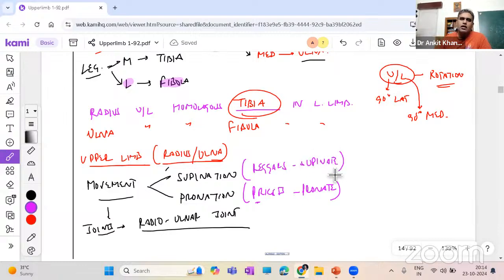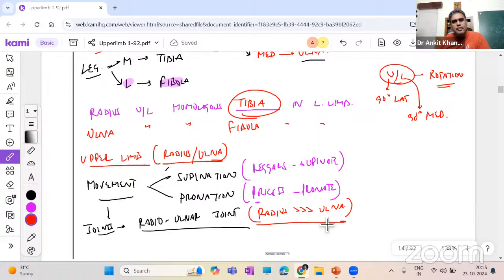This basic movement is between the radius and ulna. Now, there might be an MCQ the examiner could ask: do both the radius and ulna contribute to supination and pronation? If yes, is the contribution equal, or does one contribute more? The answer is that the radius contributes much more than the ulna. In pronation and supination, the involvement of the radius is much greater, with much more movement of the radius compared to the ulna.